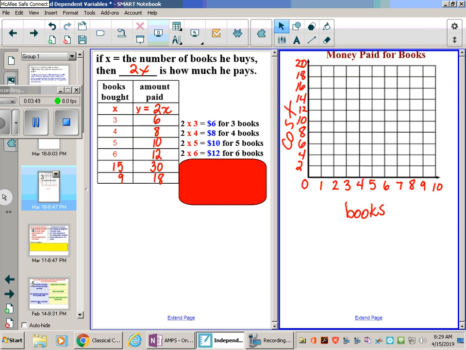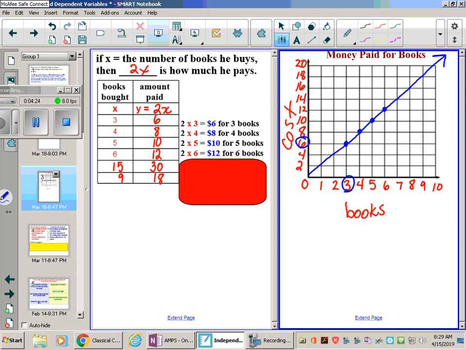So now we're going to graph our data. If we buy 3 books, it costs $6. If we buy 4 books, that costs $8. 5 books costs $10. And notice what I'm doing. I'm saying, 3 books, I have to go up that line and then all the way up to where it's going to have a cost of $6. That's how I'm graphing these. Then my ordered pair 6, 12 is the last one that I'm going to graph. Notice when I draw a line that I can connect that from 0, 0 all the way through.